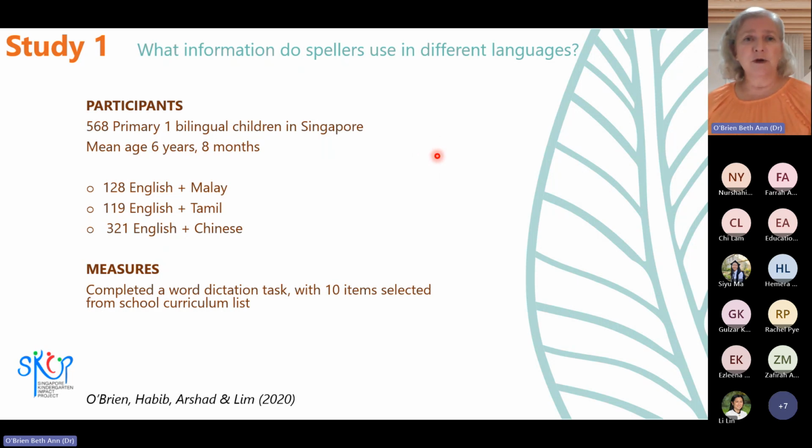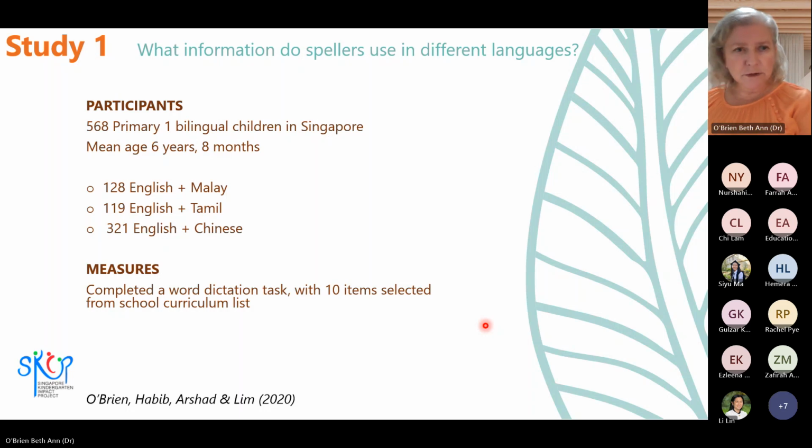And these children in Singapore, the curriculum in primary school and starting in preschool is that the mode of instruction is in English, but they're also formally learning what's referred to as a mother tongue, their ethnic language. So that can be one of three languages that they're assigned to learn, either Malay language, Tamil language, or Chinese language. And for this particular study, we used a word dictation task, and we selected some items from the children's school curriculum at primary grade 1.